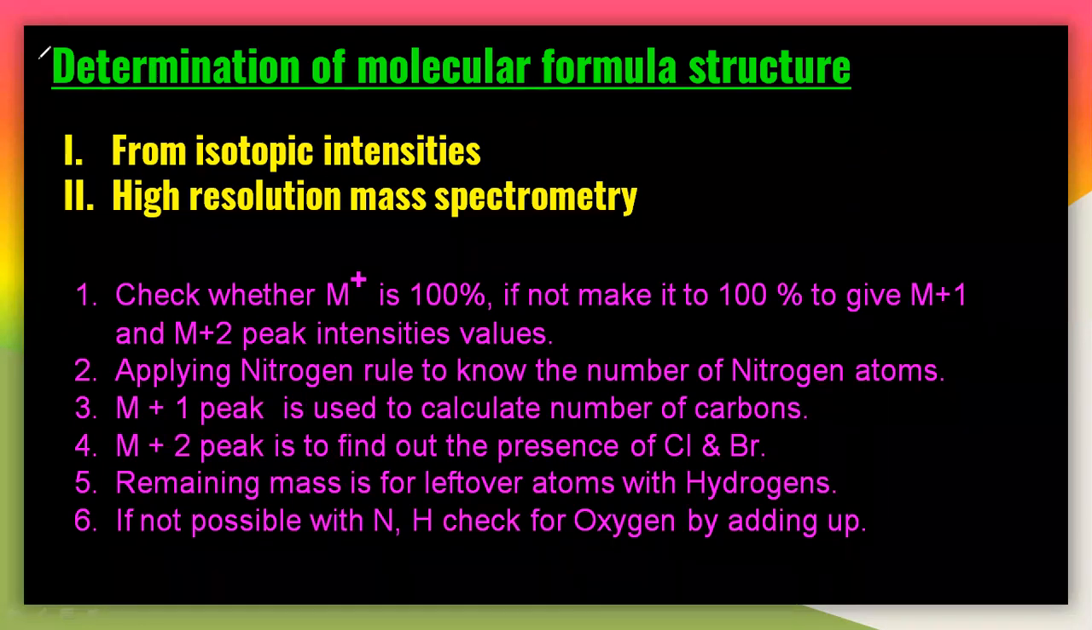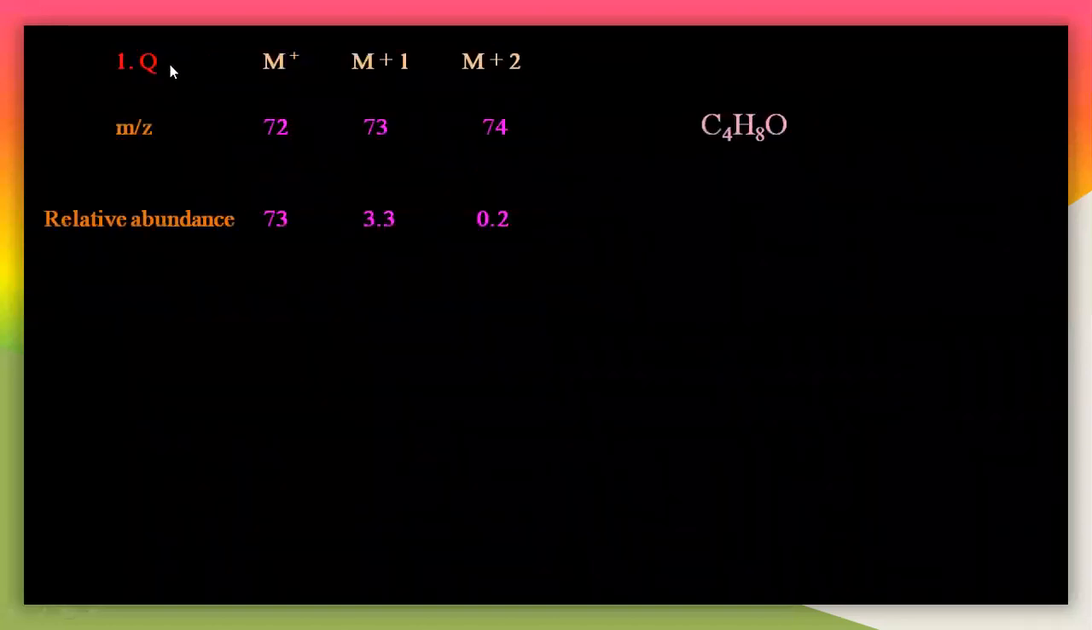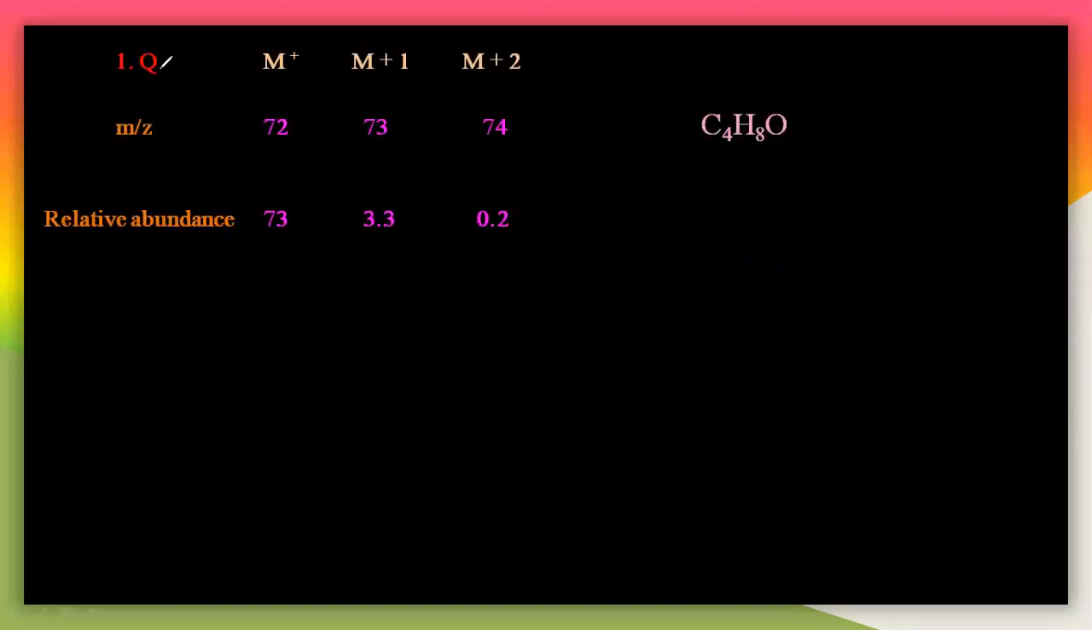So see what happens here. M plus 1 and M plus 2. You are getting particular values here. This is 100, this is 4.5, and this is 0.27, after you make that up to 100. And now you have to understand the M plus 1 intensity and the M plus 2 intensity here.